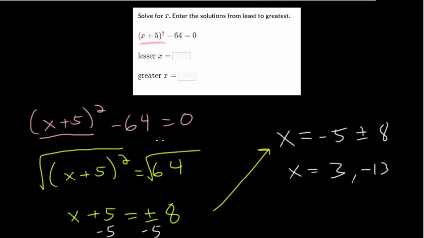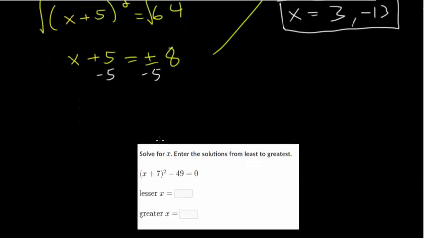And from here, you want to check your work. So take 3, plug it back into the equation. 3 plus 5 is 8. 8 squared is 64, and when we subtract that, we do get back to 0. Likewise, when you put in minus 13 plus 5 would give you negative 8, and negative 8 times negative 8 is positive 64, which again will give you 0 when you subtract 64 from that. So we checked our work, and we can feel very confident that these are the right answers.